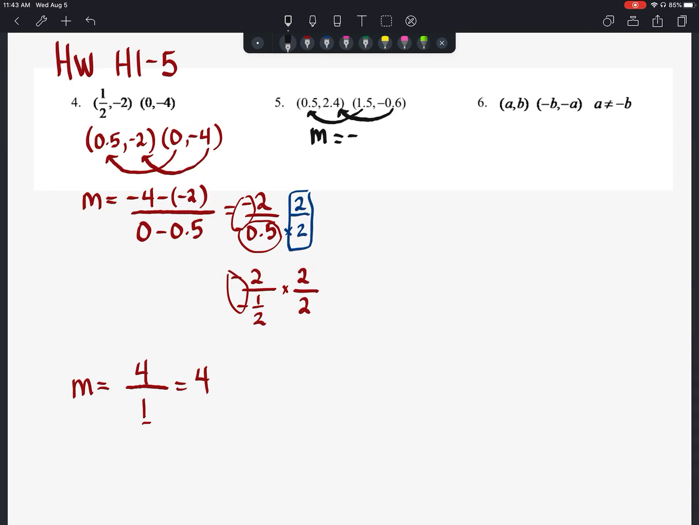I'm going to do it the way I started doing it, -0.6 minus 2.4. And in our denominator, we're going to have 1.5 minus 0.5. -0.6 minus 2.4 is going to give us a -3. And in our denominator, 1.5 minus a half is going to be just 1. So our slope ends up being just -3.